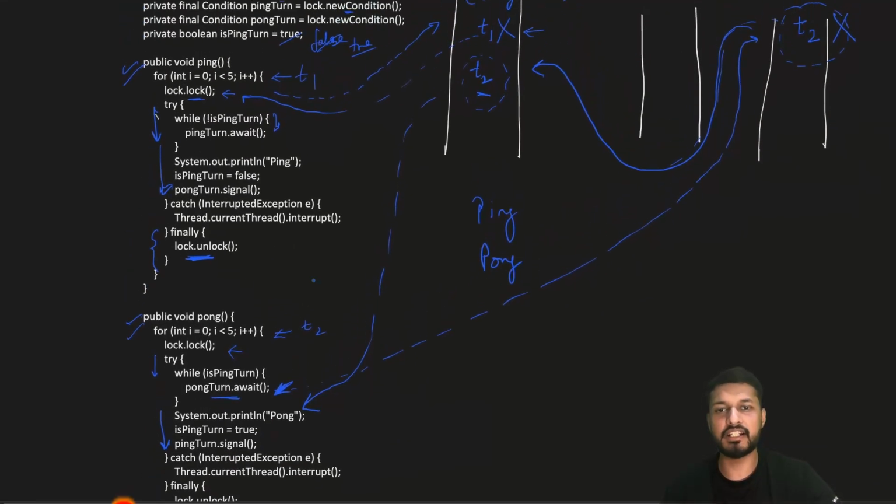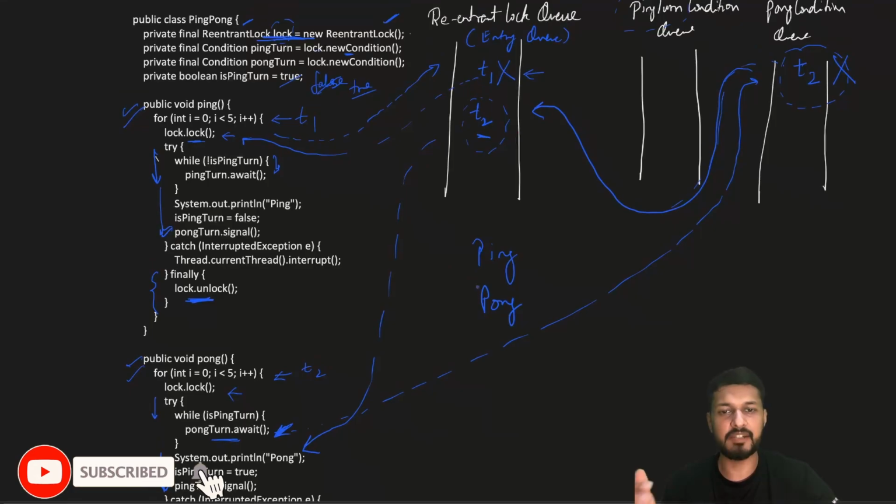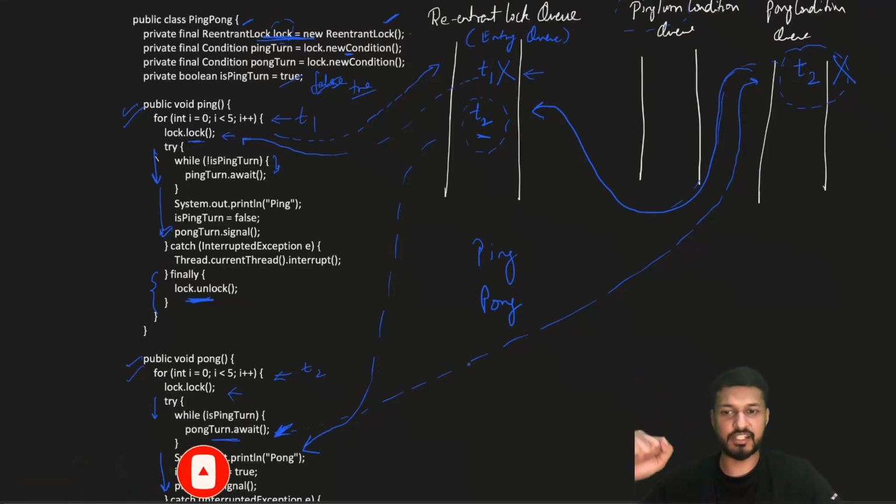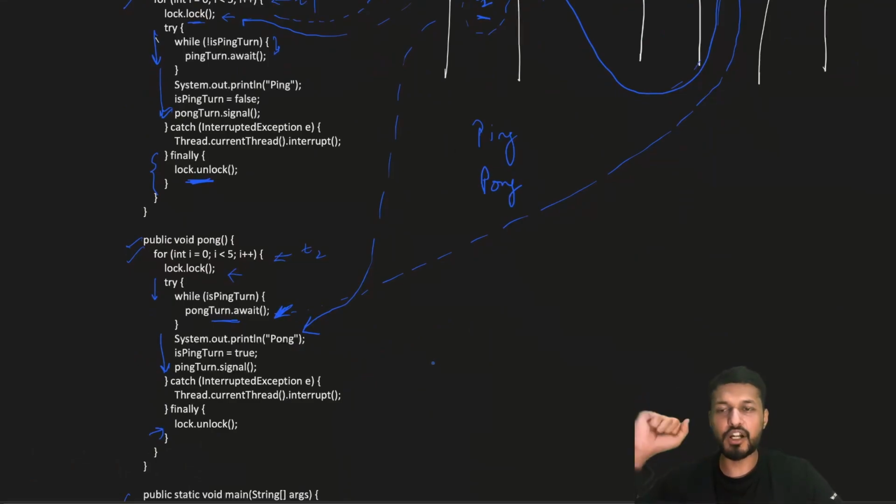Now both T1 and T2, anyone can acquire the lock, and again ping pong will be printed. But this is one of the scenarios, right? What happens if, suppose, when pongTurn.signal was called, right?